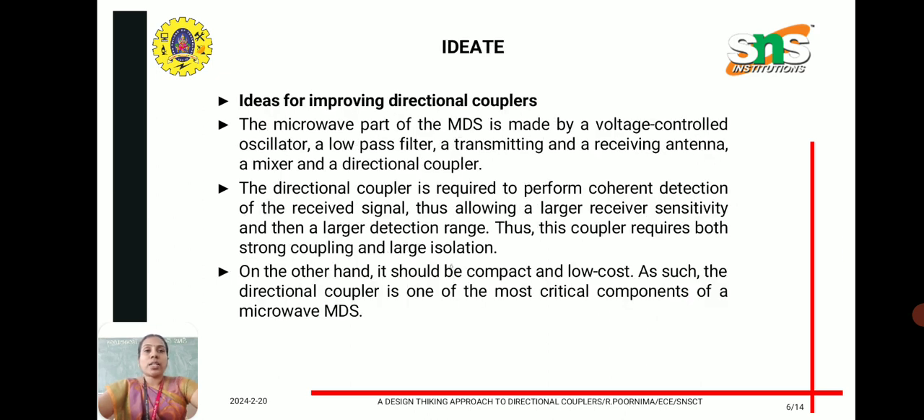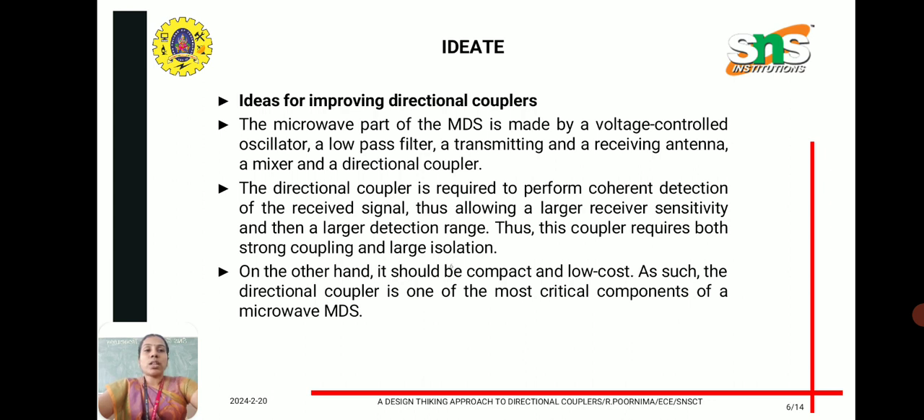And next is our ideate part. Here we are going to implement the ideas for improving the directional couplers. The microwave part of the motion detection sensor is made of a voltage controlled oscillator, a low pass filter, a transmitting and receiving antenna, a mixer and a directional coupler, so that it can perform a coherent detection of the received signal. This is our important parameter, the idea going to be included in the directional coupler circuit: a coherent detection of the received signal.